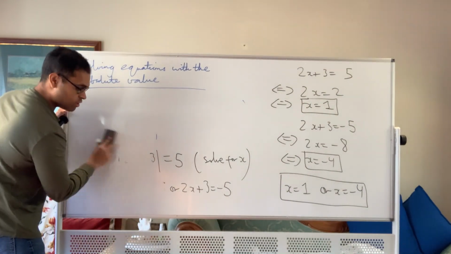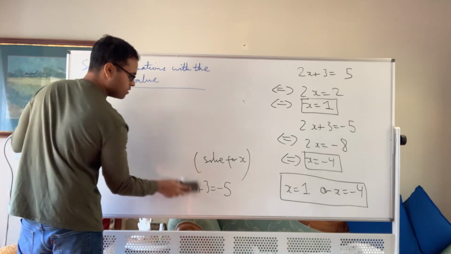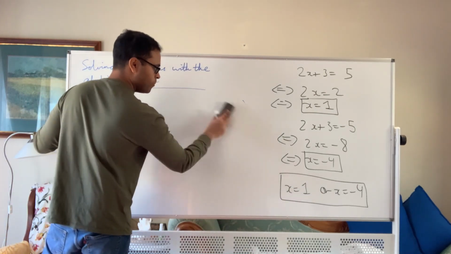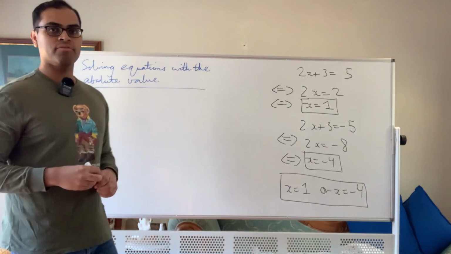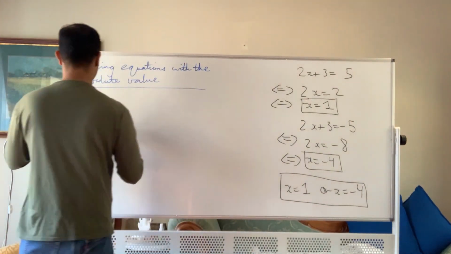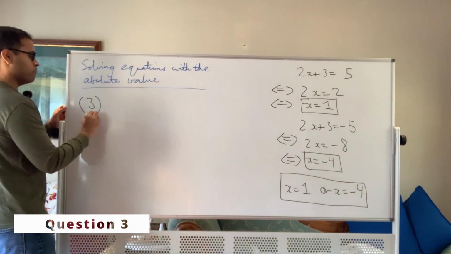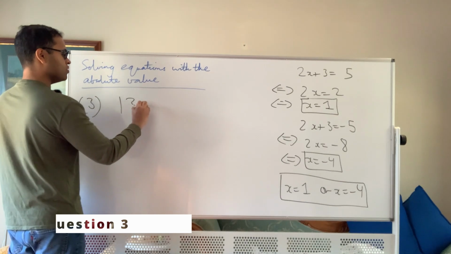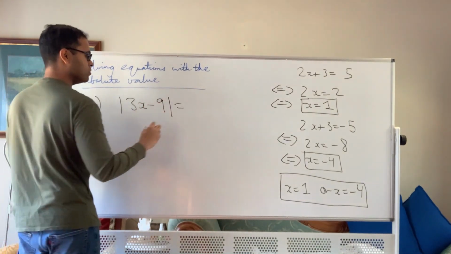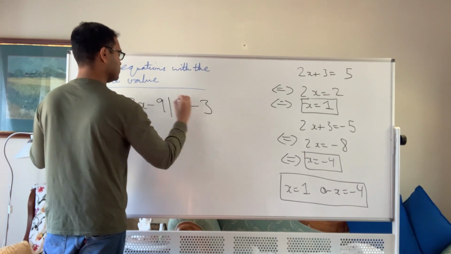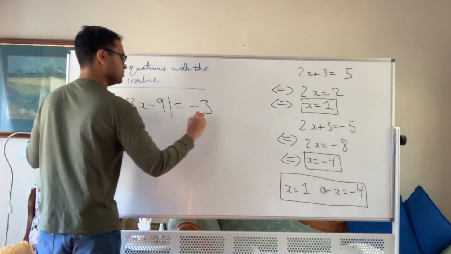So I'm going to ask you a question. I want you to pause the video and think about it just briefly. It's actually a very quick question. You may not have to do much calculation. Okay, so let's see. So the question is the following: absolute value of 3x minus 9 is equal to negative 3. Solve for x.